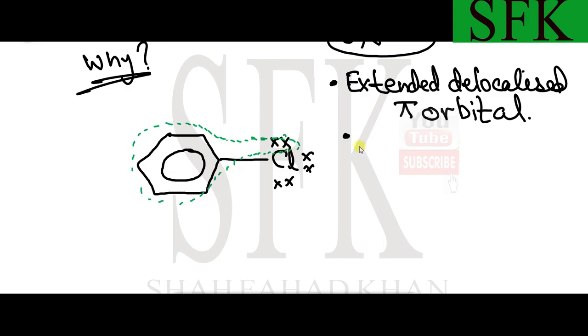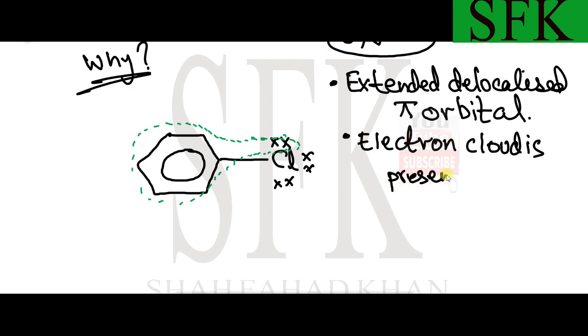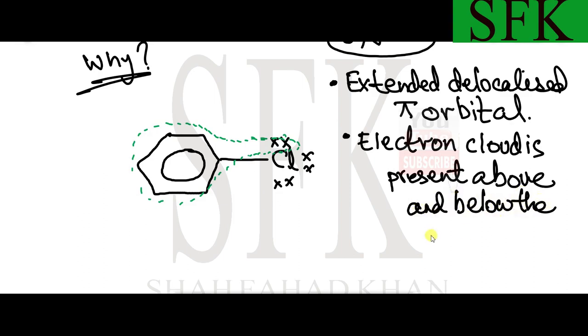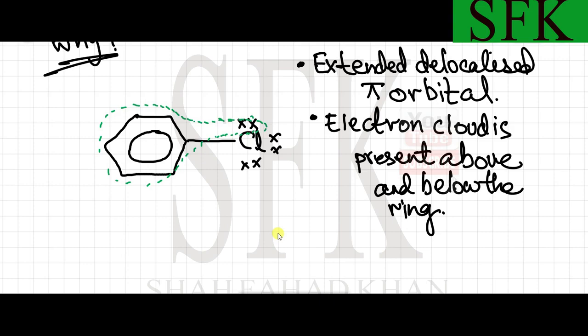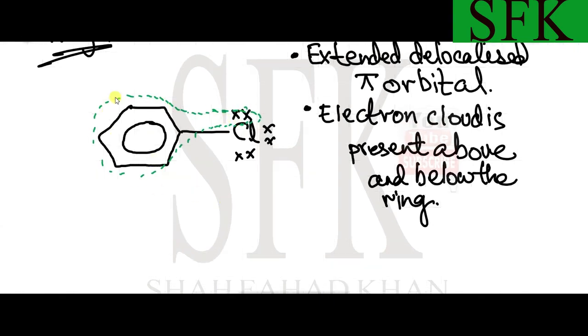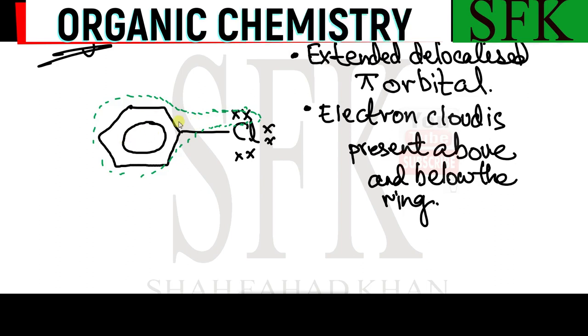This extended delocalized pi orbital means that there is a dense electron density above and below the benzene ring. The electron cloud is present above and below the ring. The green outline is of that electron cloud that overlaps the structure in between them.